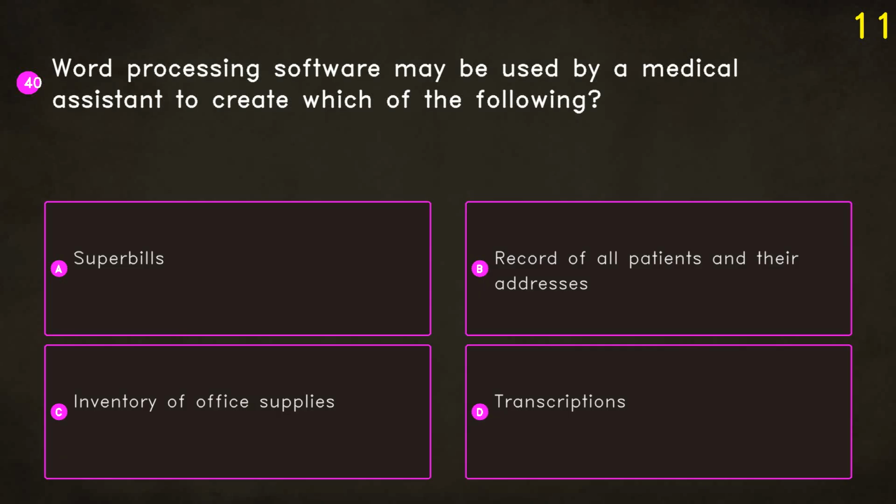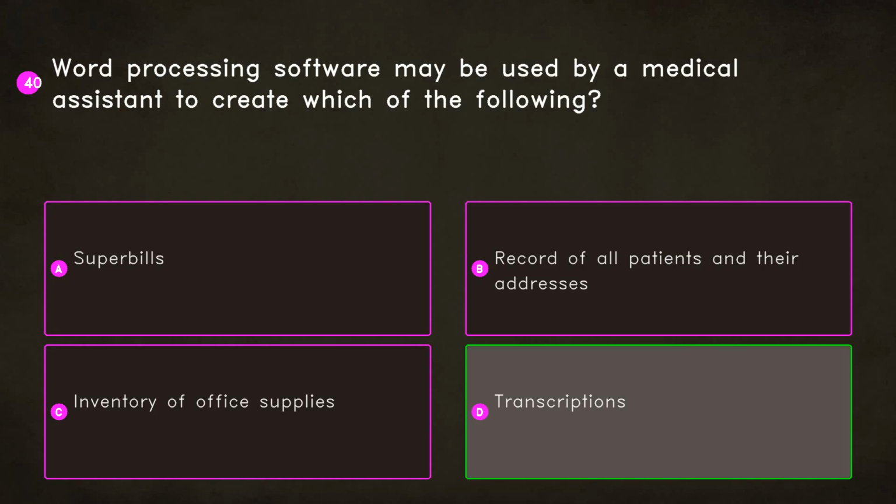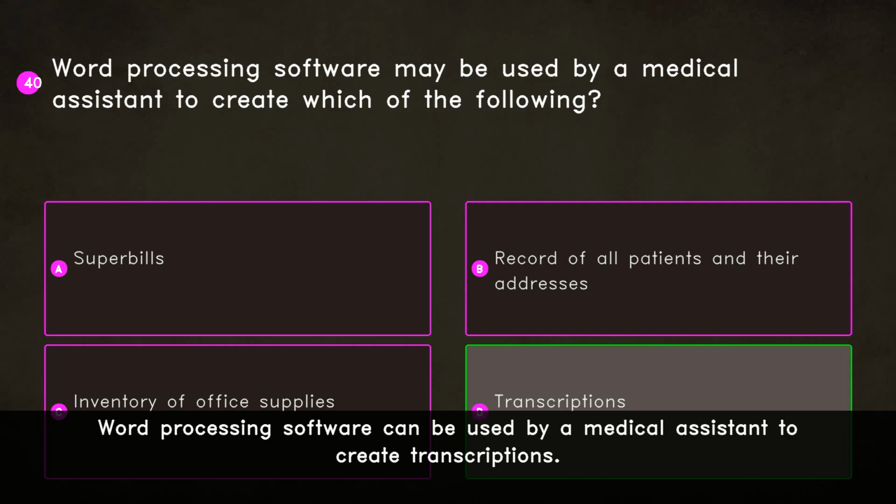Question 40. Word processing software may be used by a medical assistant to create which of the following? A. Super bills, B. A record of all patients and their addresses, C. Inventory of office supplies, D. Transcriptions. The correct answer is transcriptions. Word processing software can be used by a medical assistant to create transcriptions.